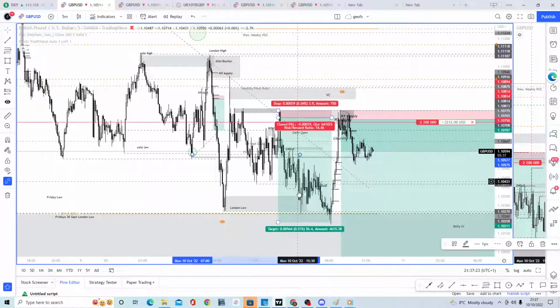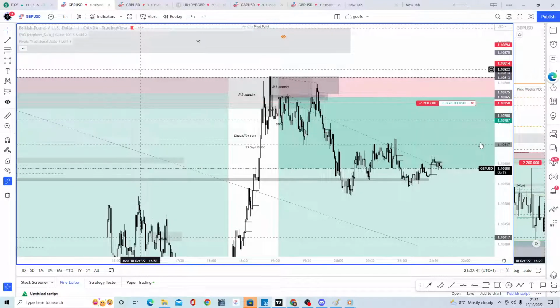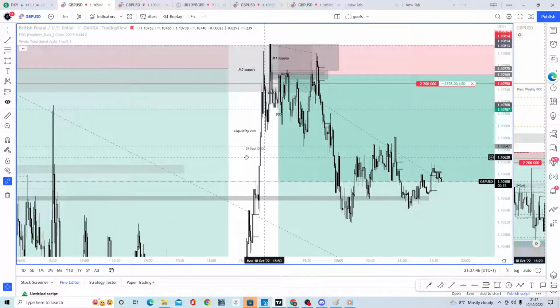And now we come to this trade, which I took very late in the day. And I'm in two minds whether to close this now or wait. So kind of messy. What we have is an M5 supply. Okay, now I'm expecting a trade here.